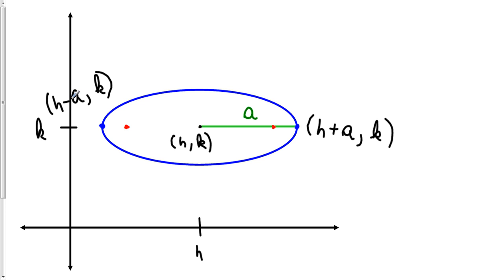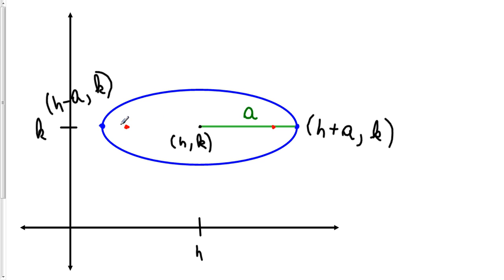You would take whatever the value of A is, and you would add it and subtract it to the value of H in the center. So if you take the center's X value, H, and you add and subtract A, that's how you find the vertices of the major axis when you have a horizontal major axis.